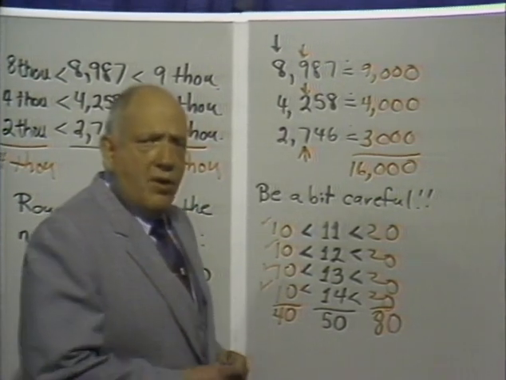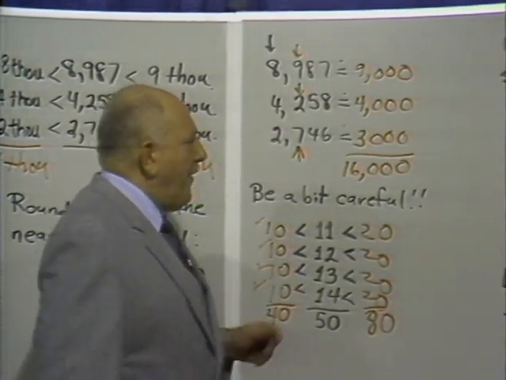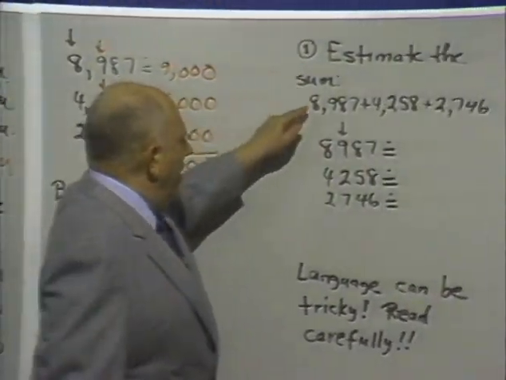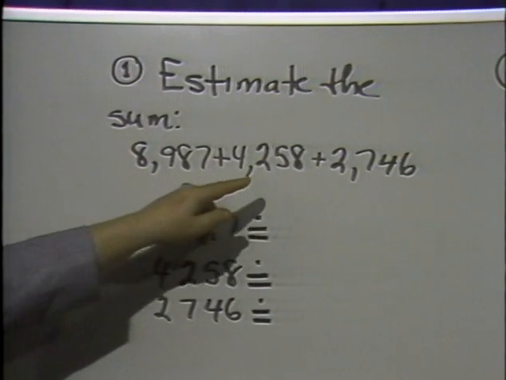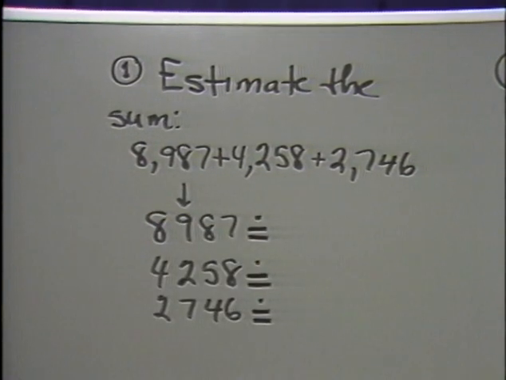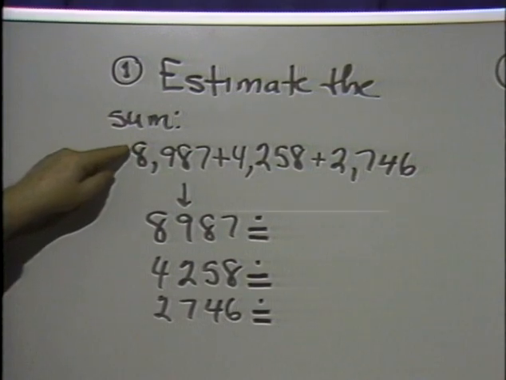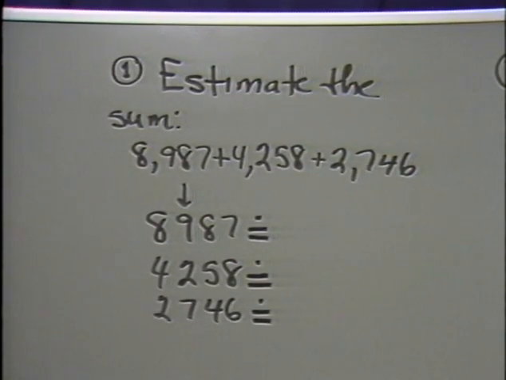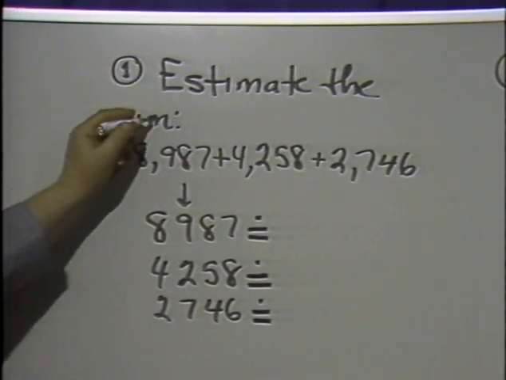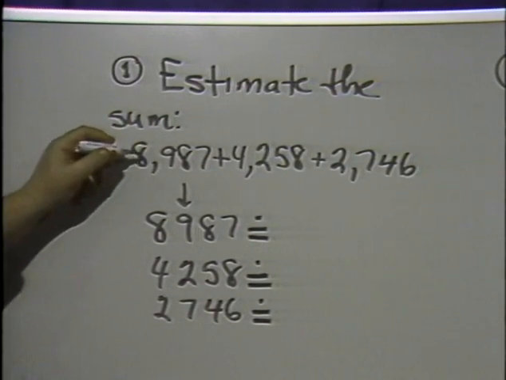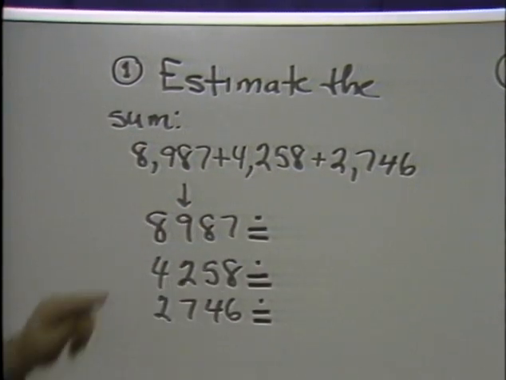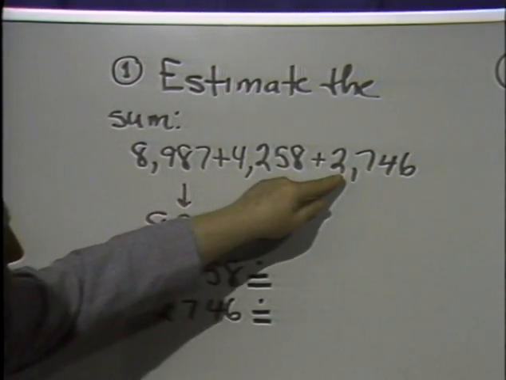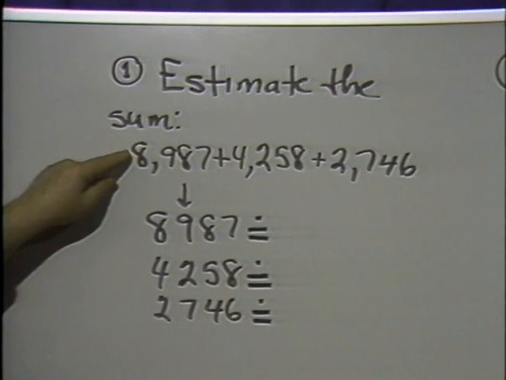That's the way we go about estimating numbers. Like if I say to you, estimate the sum 8,987 plus 4,258 plus 2,746. That's the problem we just did. I want you to get used to the language over here. The difficult part is that when you have everything in a horizontal line, it's very difficult to know for sure how these line up. Because remember, we can only add if the adjectives are modifying the same noun.